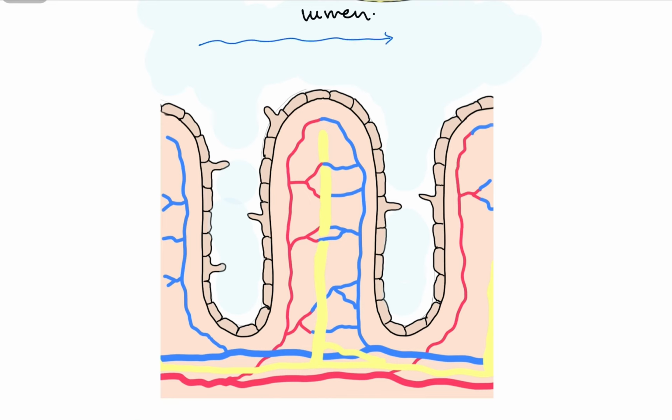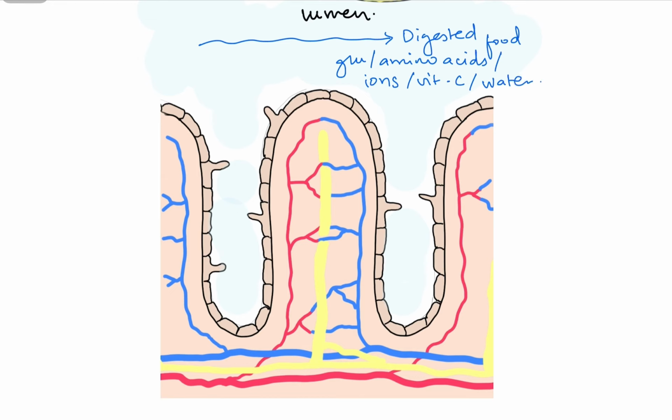Now you can see the structure again of the villi. You can see the lumen of the intestine, where the digested food is passing through in a direction from left to right. It includes the glucose, amino acids, other monosaccharides, ions, vitamin C because that's water soluble, water. All these substances are passing through the ileum.